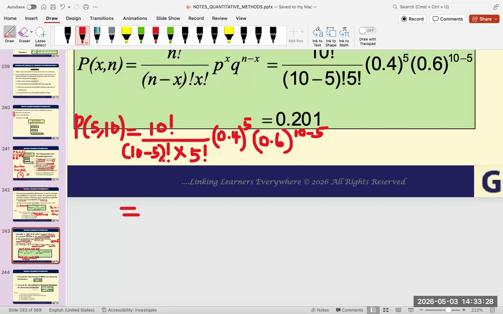So just press 10 factorial on your calculator and let me hear you out. The answer you had. You have to press shift and then pick it up. What did you get? 3,628,800. Very good.